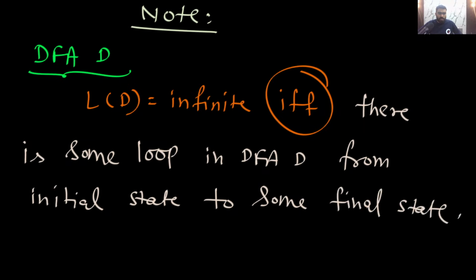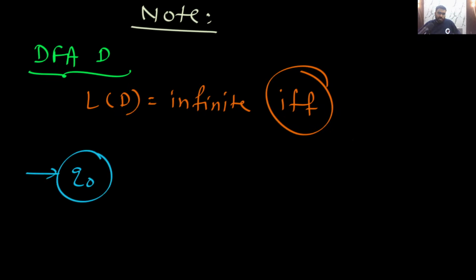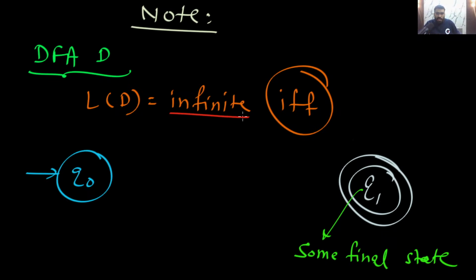Is this clear? So remember, for a DFA, when can you say the language will be infinite? When this type of situation happens: from the initial state, this is your initial state, to some final state. This is one of the final states, and this can be any final state.